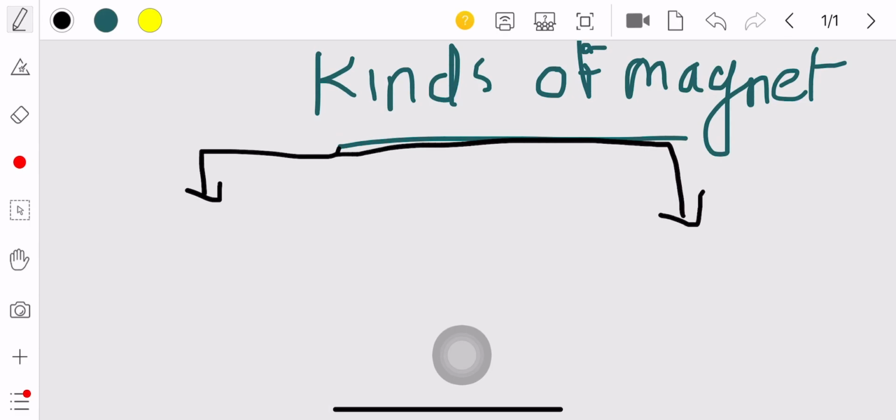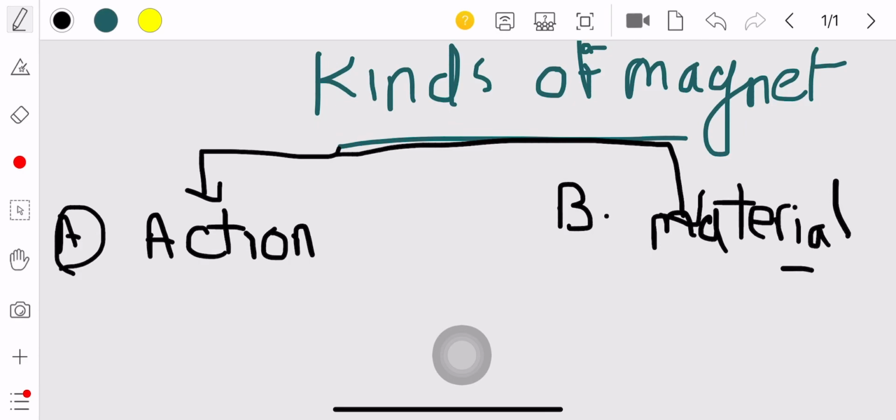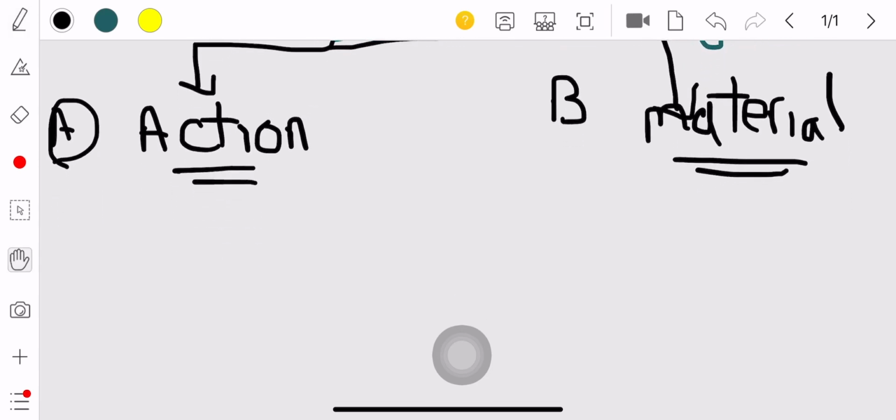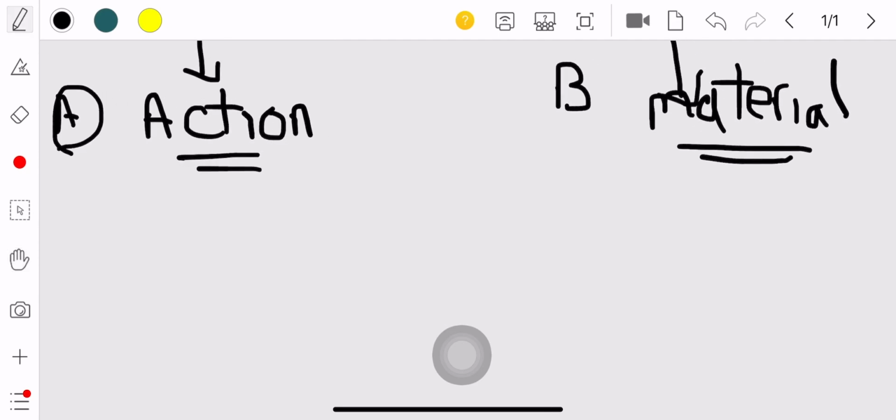One of them, I can name it A, is according to their action, how they work. And another classification is according to the material from which they are made, meaning what they are made up of. Okay, how will you classify them? According to the action, the magnet's action can be permanent.